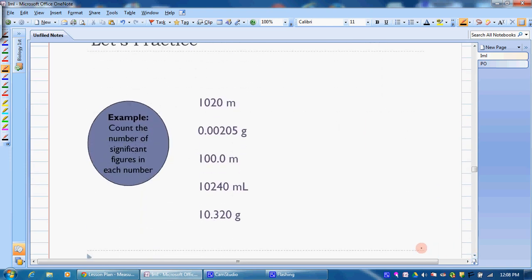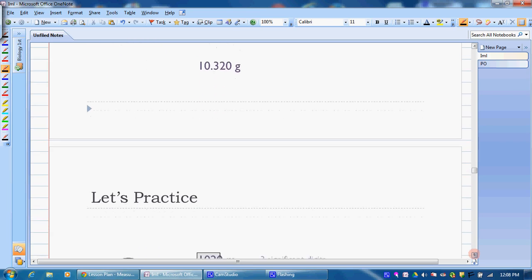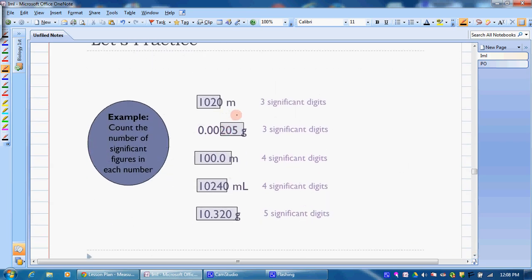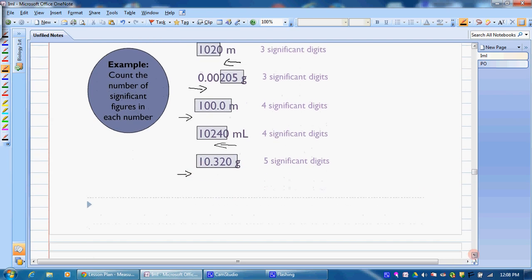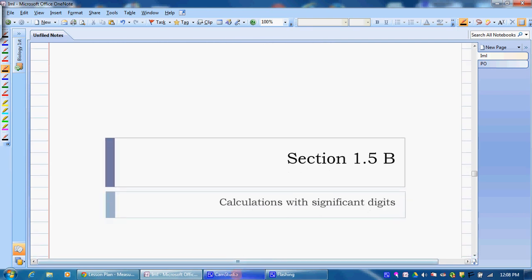Again, pause your video and write down your answers of how many significant figures there are in each one of these measurements. And again, here are your answers. Whole number, we're going from right to left, so you go this direction and count. Decimal, we're going left to right, get to the two and count. Decimal, again, left to right, so we count all four. Non-decimal, right to left, so you start at the four. And decimal again, going left to right, so you count all your digits. That is where we're going to stop for today.